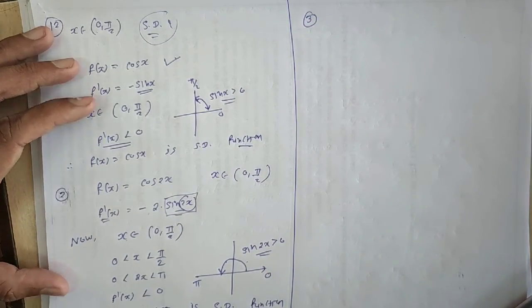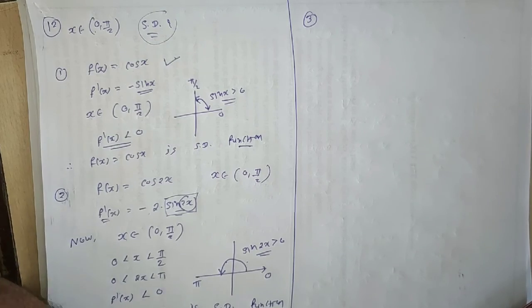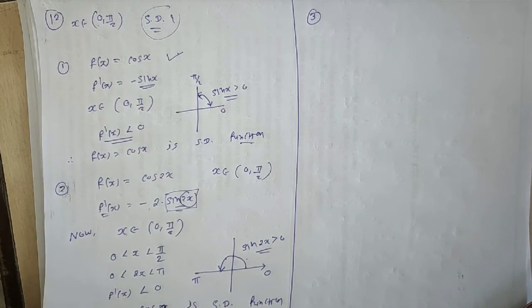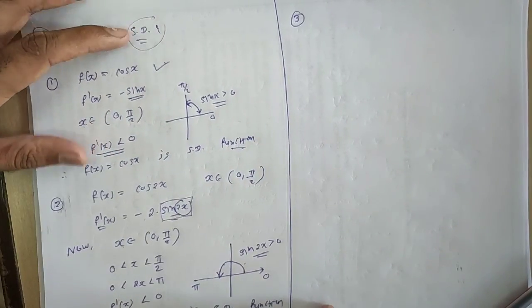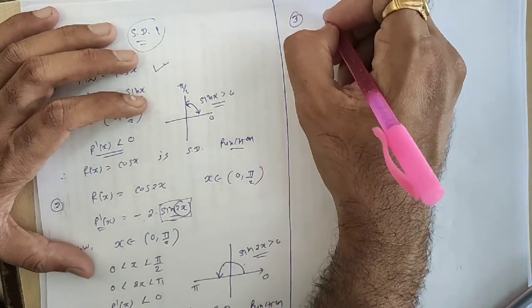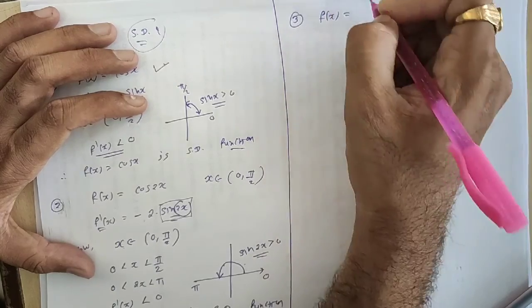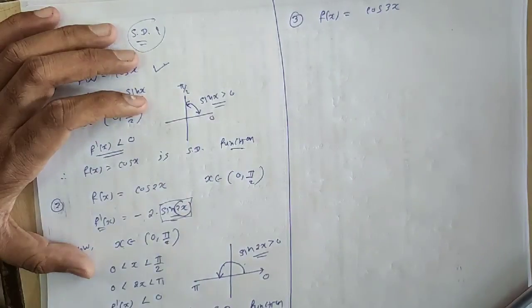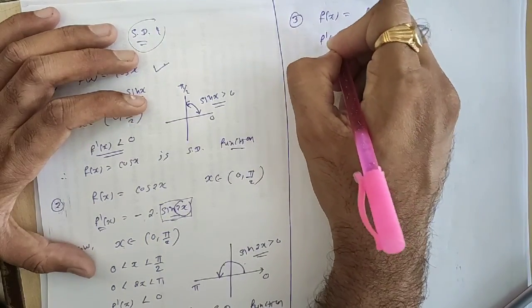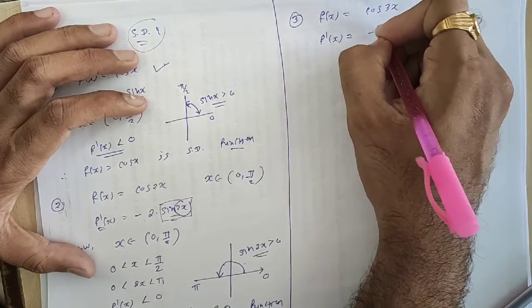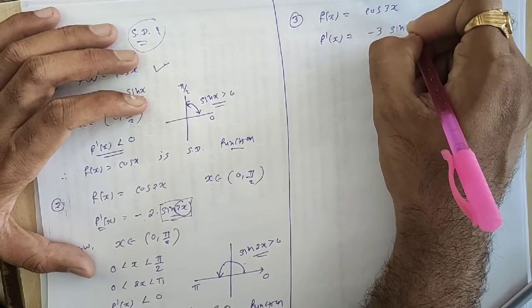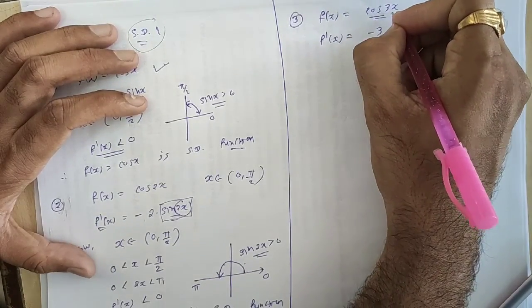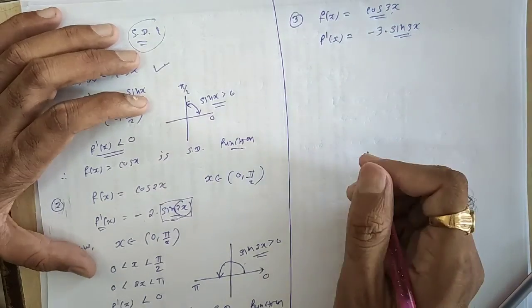Third one. We are given function f of x equal to cos 3x. Done. So what is our f dash x? f dash x is again minus 3 sin 3x. Differentiation of cos x is minus sin x, and again differentiation of 3x is 3. So it's minus 3 sin 3x.